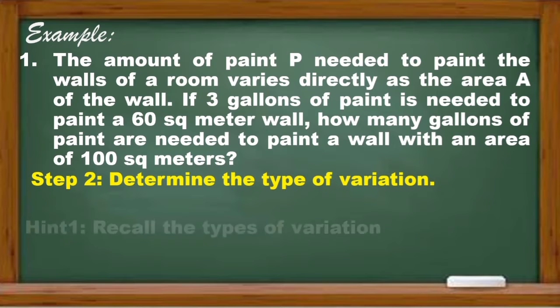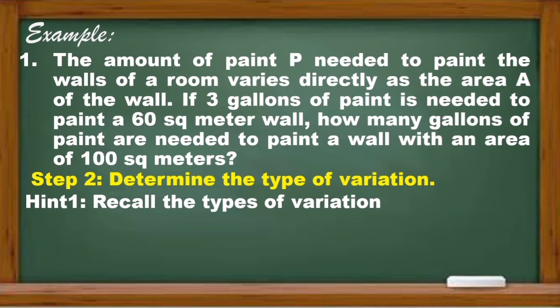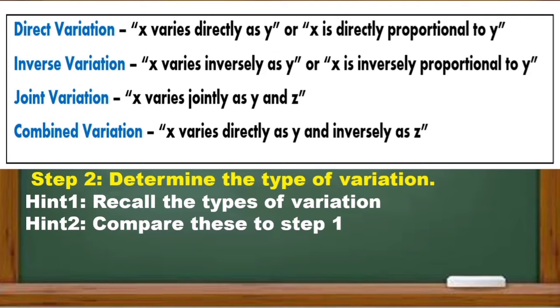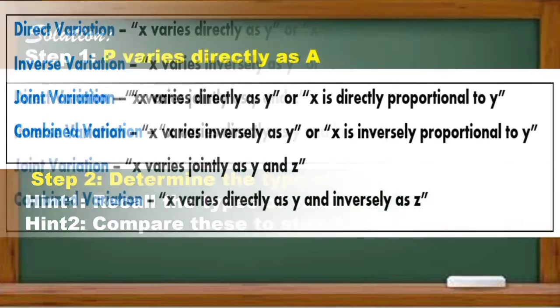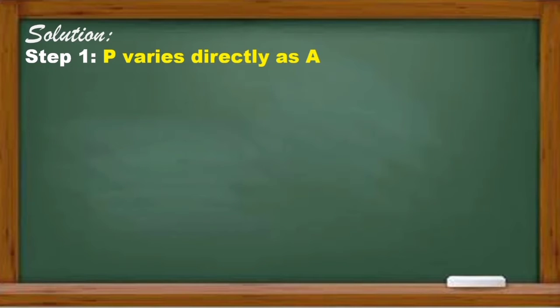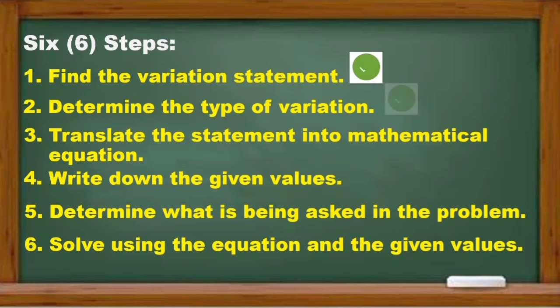Step 2. Determine the type of variation. Hint 1. Recall the types of variation. These are the 4 types of variation: direct, inverse, joint, and combined variation. And now, let us compare this to step 1. Because of the word directly, we know that this variation is a direct variation. We are done with step 2.